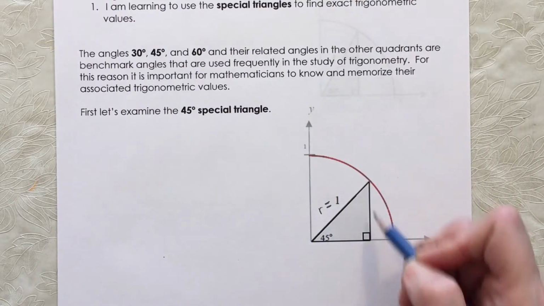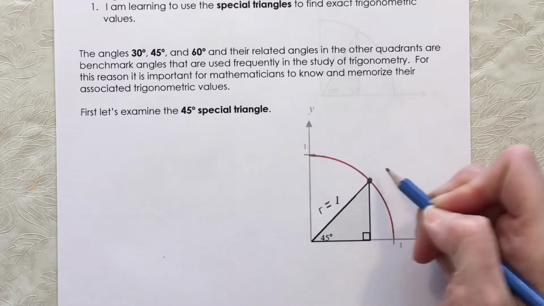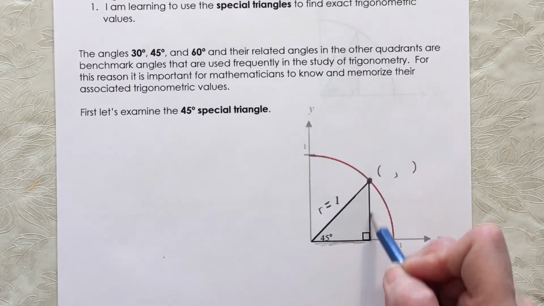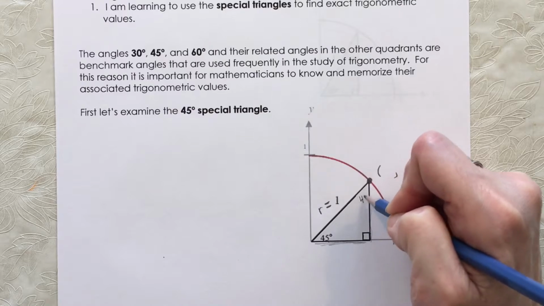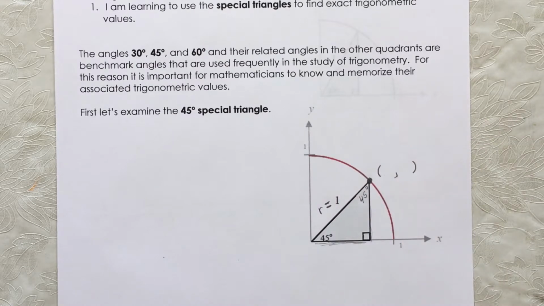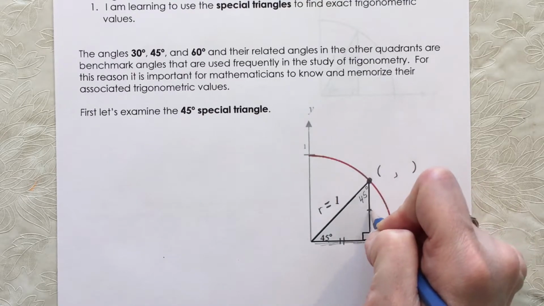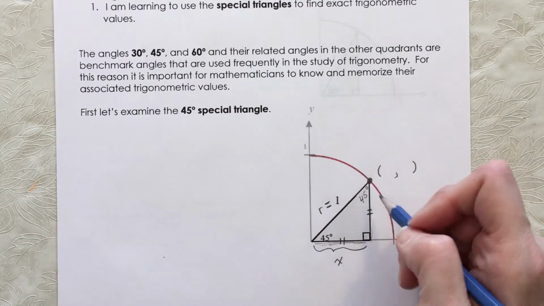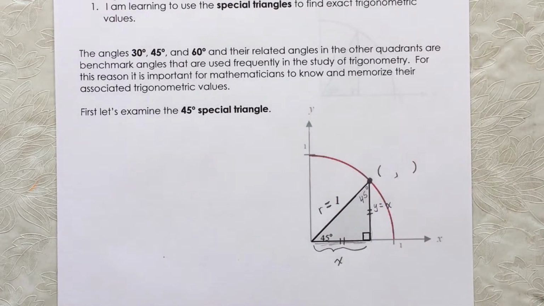And this special triangle you can see is 45 degrees, and here's my point. It's gonna be something, something. So over this much and up this much. But you can see that if this is 90 and this is 45, and all the angles in a triangle add up to 180, then this one's 45 as well, which means this is a special triangle. It's an isosceles right angle triangle, which means these two sides are the same. So this length from here to here is x. Y is also going to equal x because it's an isosceles triangle.